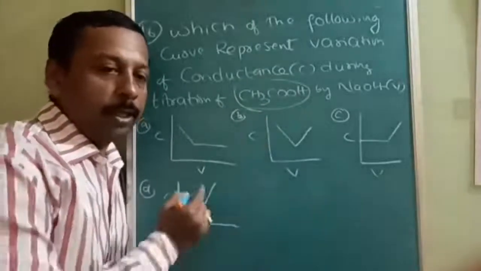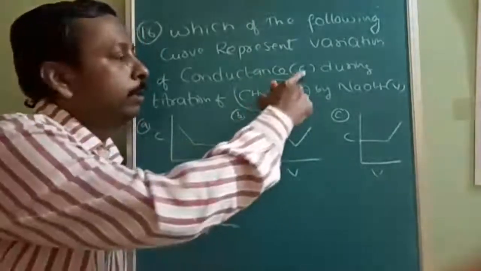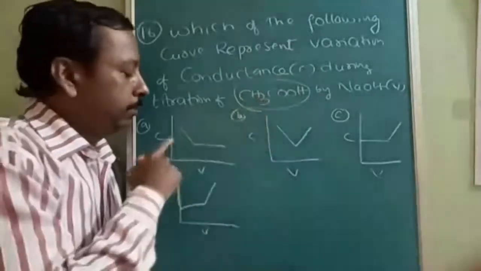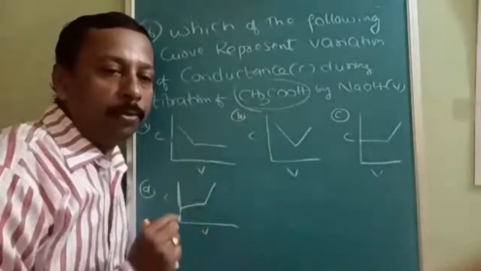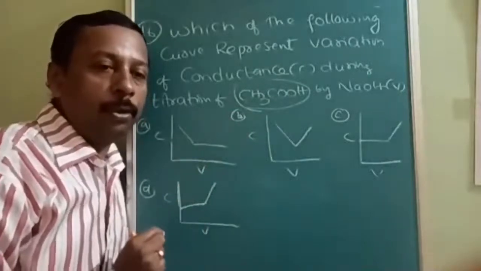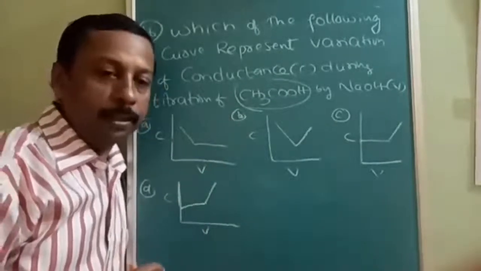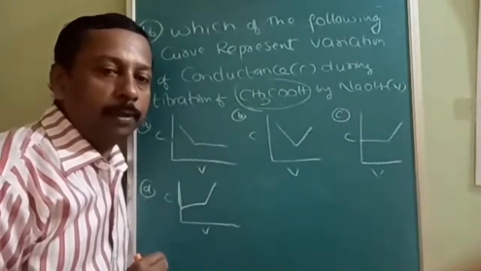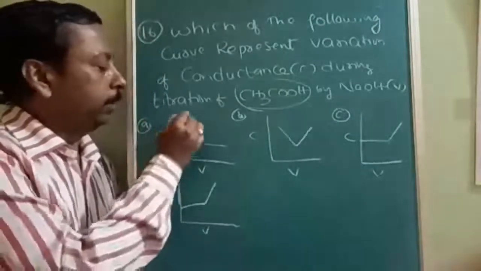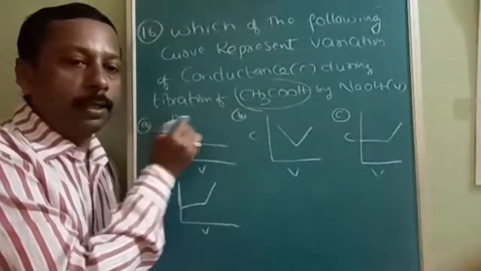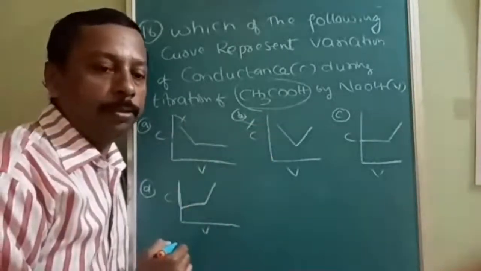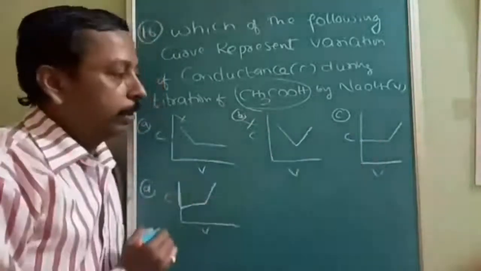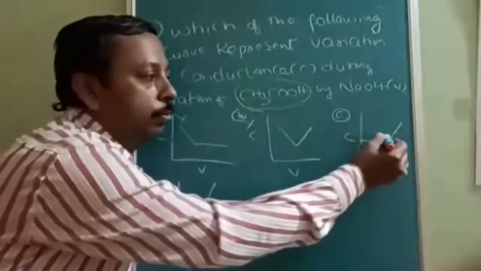Here C means the conductance of acetic acid. Initially we have only acetic acid, which is a weak acid, so obviously the conductance will be less. See, this cannot be, because the conductance is starting higher. These cannot be higher. Understood? And this one can be here. See, this line shows flat.